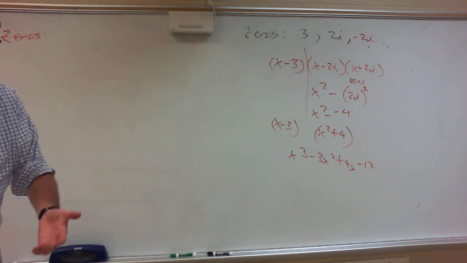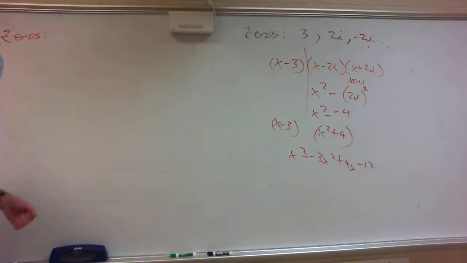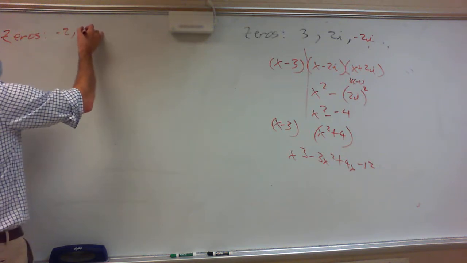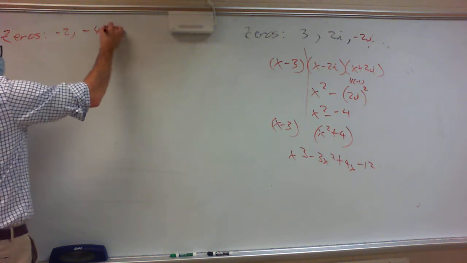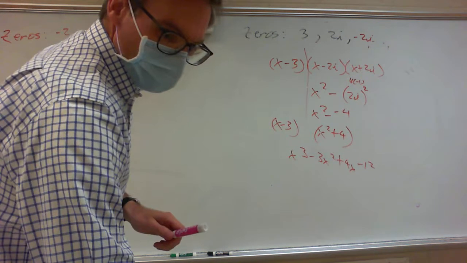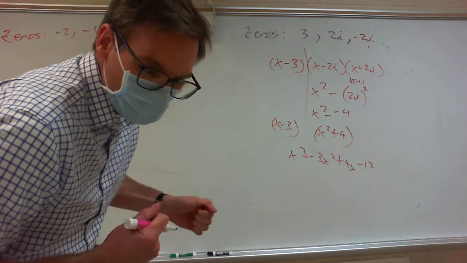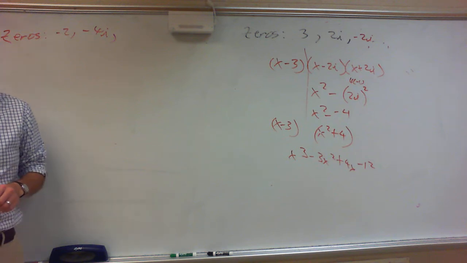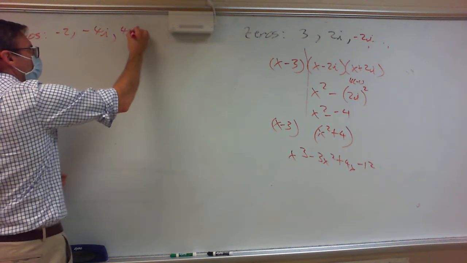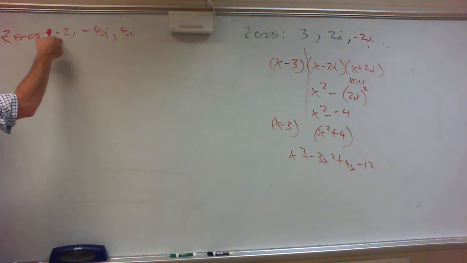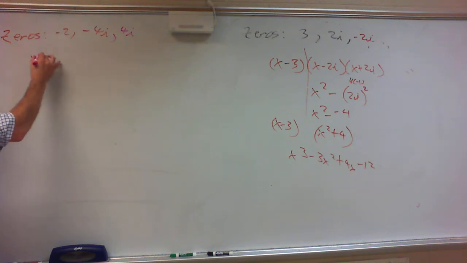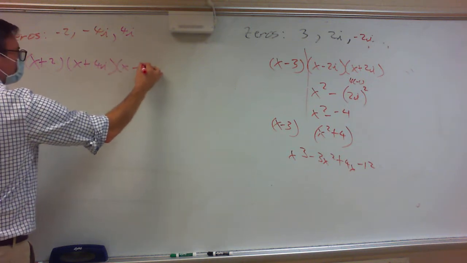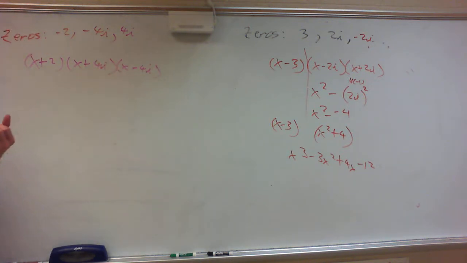All right, so your turn. I want zeros at -2 and -4i. So if -4i is a zero, what else is a zero? Positive 4i. All right, so with -2, that's going to give me x plus 2, x plus 4i, x minus 4i. Everybody okay? Those are our factors.